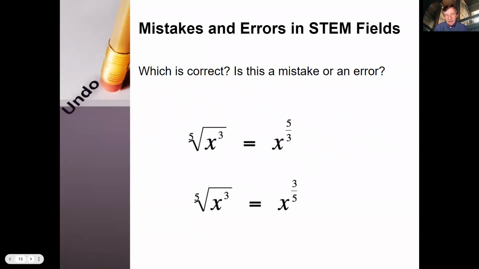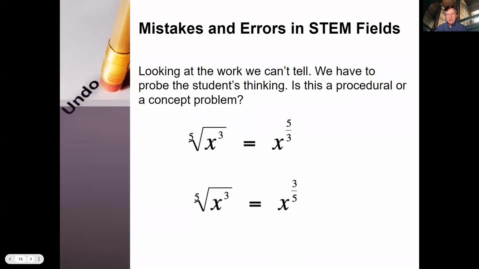So here's an example of a middle school or high school problem in mathematics. Which was correct? You see the response from a student. Is this a mistake or is this an error that they're doing? And looking at the work, you can't tell. We have to probe the students' thinking. Is this a procedural error, that they're just writing things wrong and they know better? Or is this a conceptual error, that they don't understand that we're taking the cube root and taking it to the fifth power?